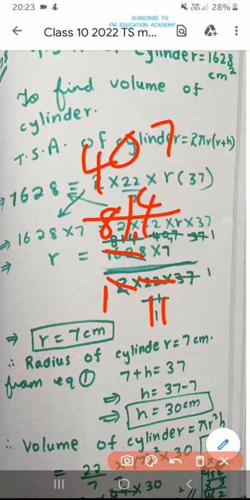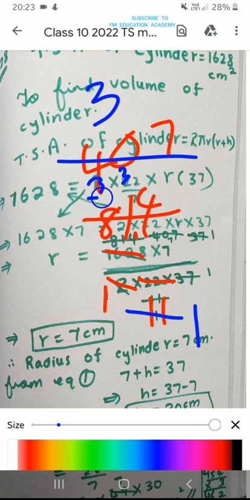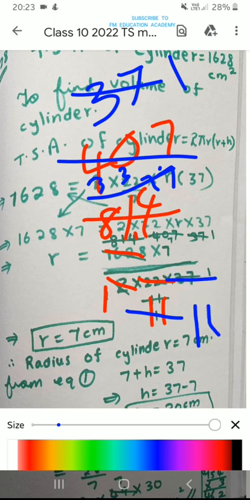Now 407 will go in the 11 table because we know that 11 1s are 11, 11 3s are 33. 40 minus 33, 10 minus 3 is 7. So I have 7 here and 7 also I'll take down now. So 11 7s are 77. So I have 11 37s are 407. So 37 1s are 37, 37 1s are 37. So everything is cancelled, only 7 is left. So I got the value of radius as 7 centimeter.